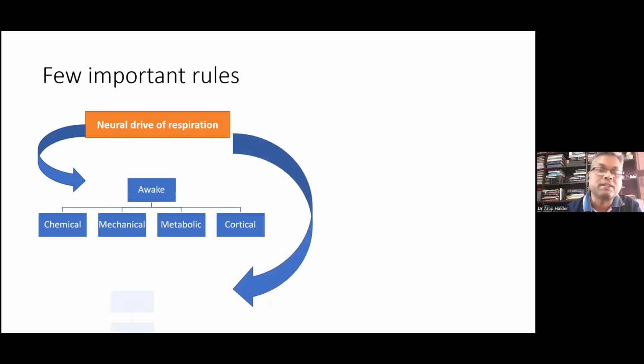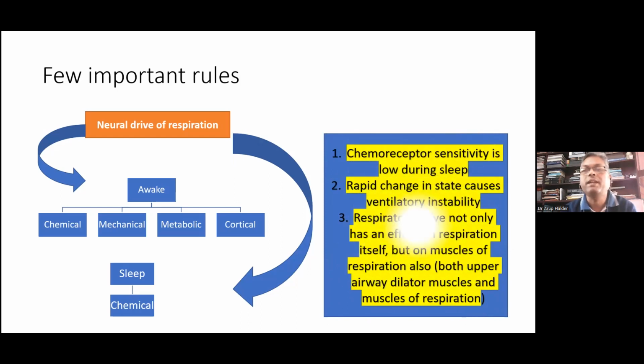But when you're falling asleep, this drive is mainly dependent on the chemical drive. So now we have only one horse pulling the cart, and definitely the drive becomes much lower during sleep. There are also a few other important rules: the chemoreceptor sensitivity during sleep is very low, or our sensors react in a delayed way during sleep. And this rapid change of state produces ventilatory instability.